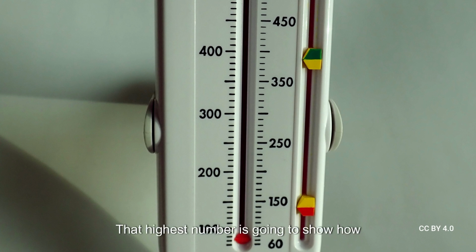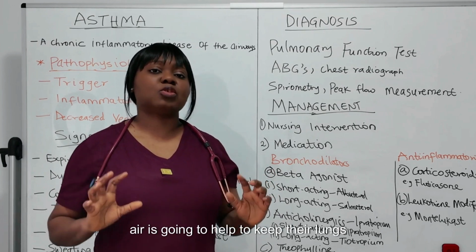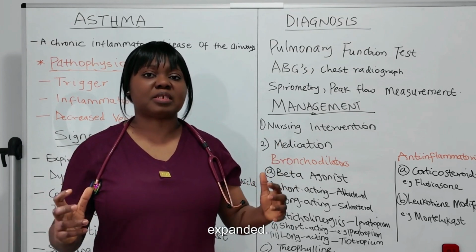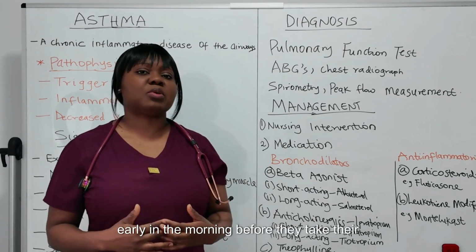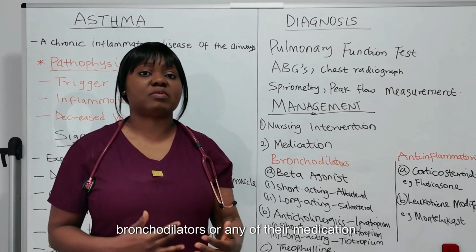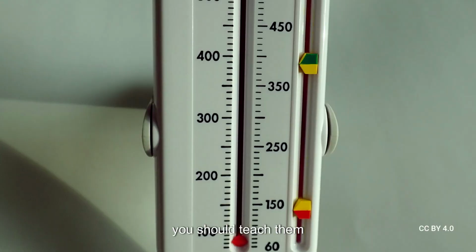That highest number is going to show how much they're able to forcefully breathe out, expel air. It's going to help to keep their lungs expanded. Now, you teach them to use it at least once every day, early in the morning before they take their bronchodilators or any of their medication. When teaching them peak flow measurement, you should teach them to zero the reading.